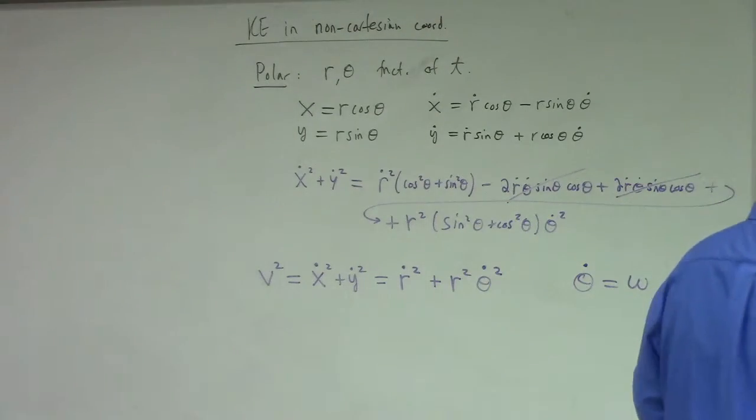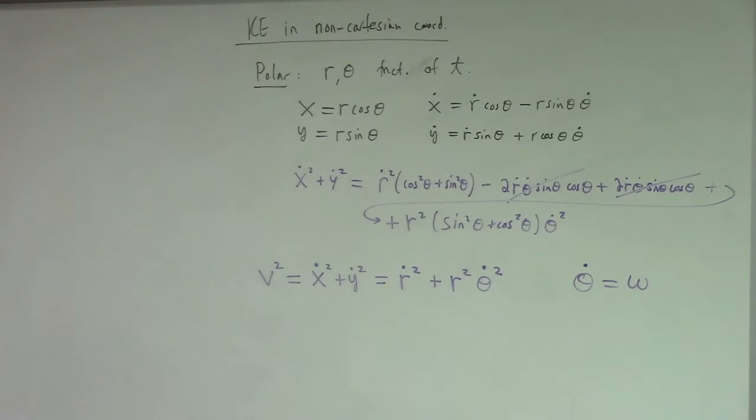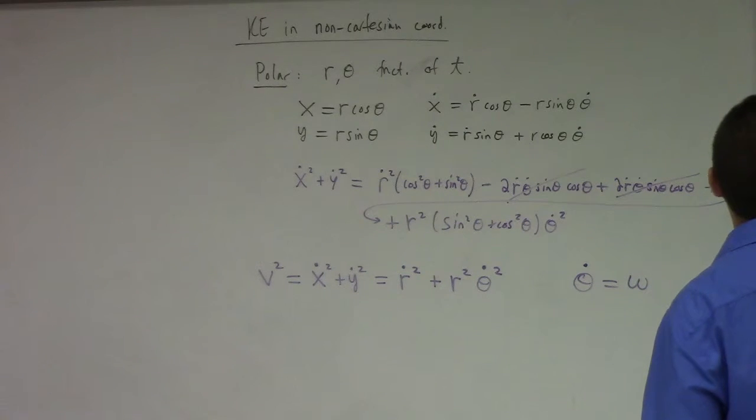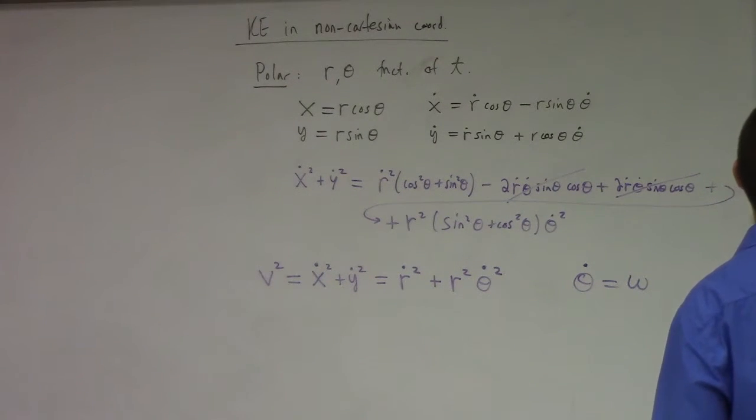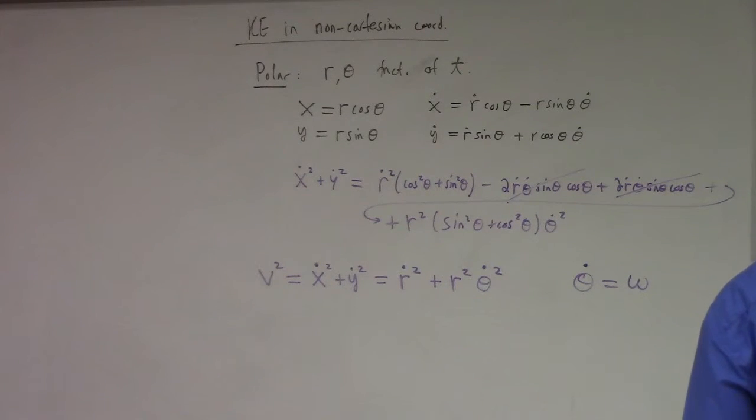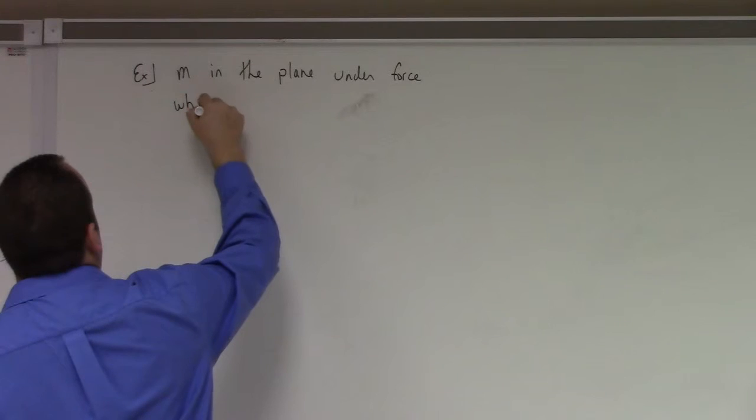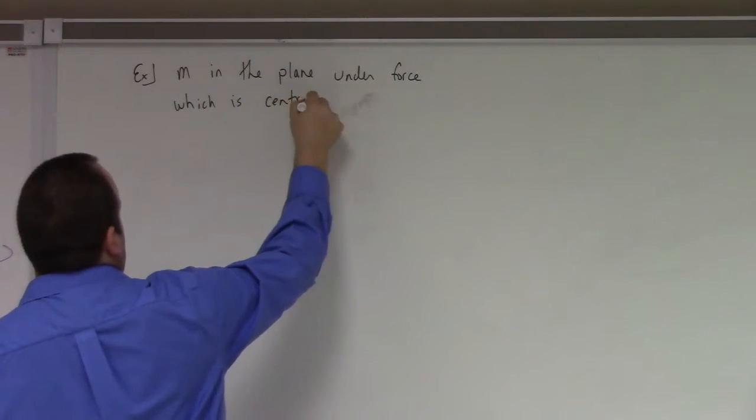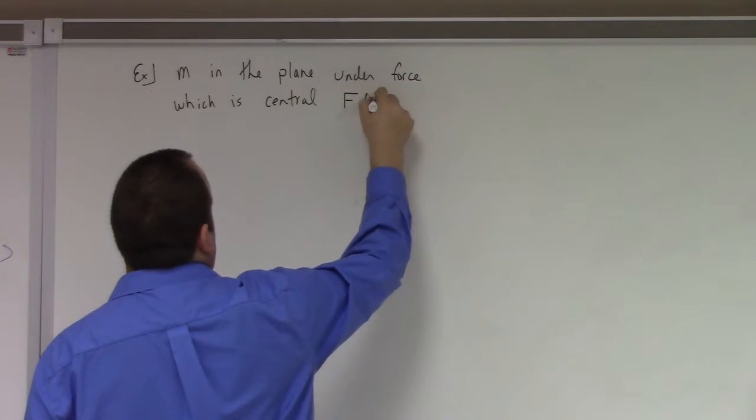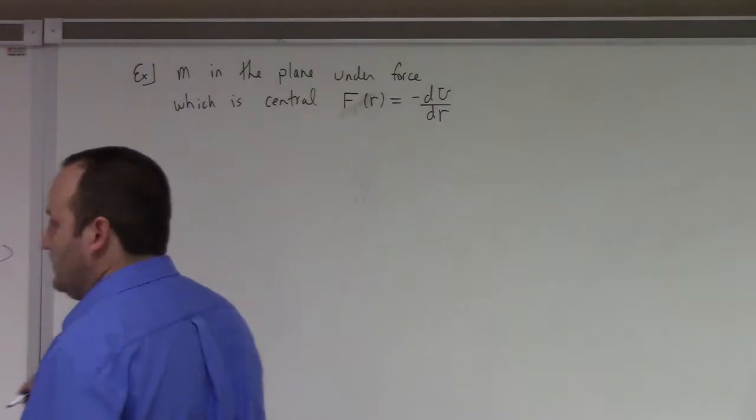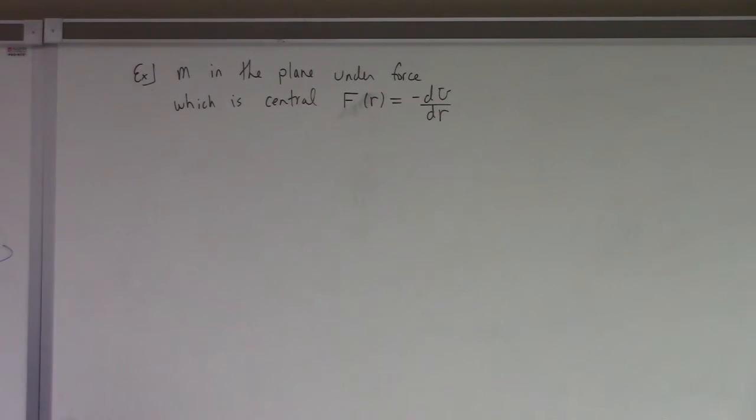So what does the Lagrangian look like? What's the Lagrangian look like in polar coordinates then? So let's talk about m in the plane under force which is radial, or you could say central. So the force acting on m can be written as a function of r, and it's a conservative force. We'll assume it's minus dU dr, okay? U, the potential energy, is just a function of the radius. Let's just suppose that. What's the Lagrangian?